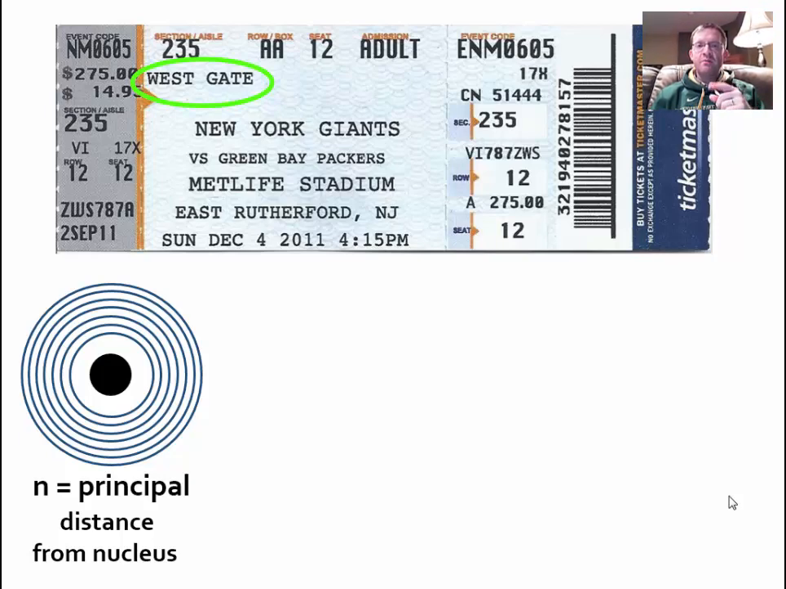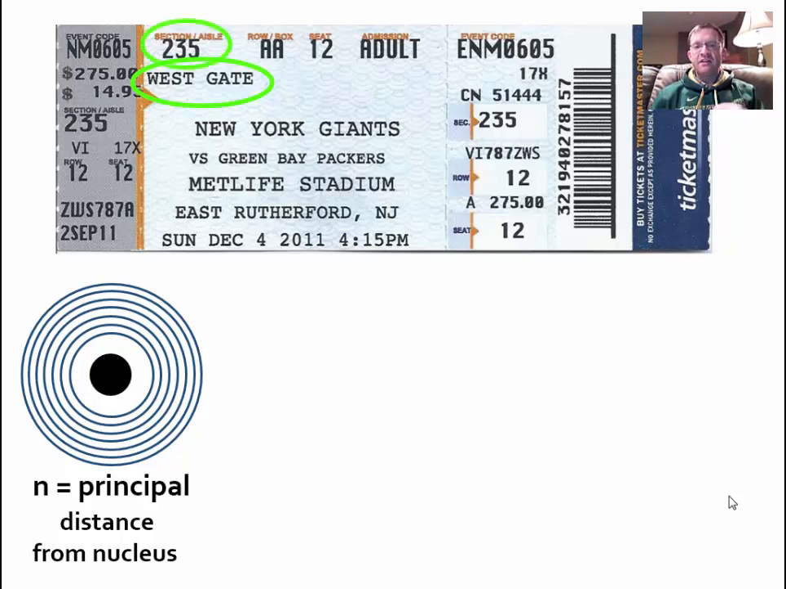But the first quantum number tells us which of those rings, as you see here there are these 7 rings around this black nucleus, the electron is in. So that's a very introductory way to start narrowing it down. Okay, I'm in the first ring, or I'm in the third ring, or I'm in the fifth ring. And those are the energy levels that we call that, the distance from the nucleus.